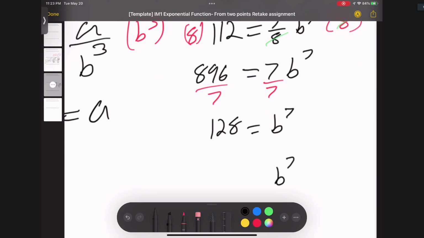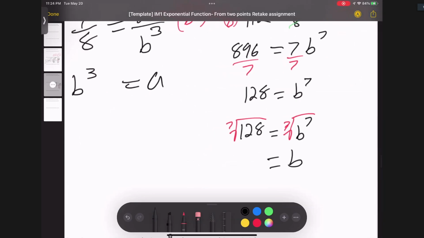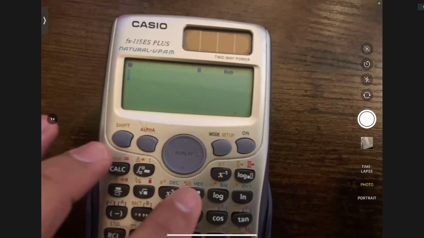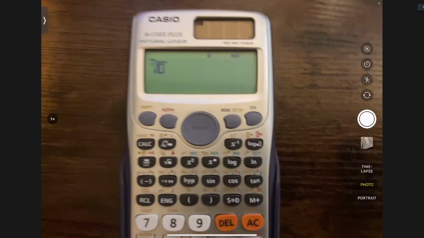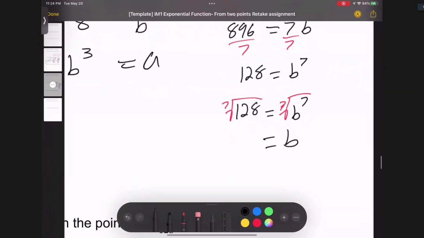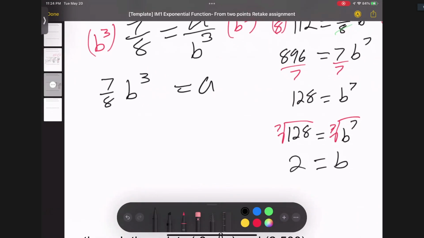How do I get that b by itself? Well, I need to do the 7th root. Again, you have to match up whatever the exponent is with your number. So that's going to be the 7th root of 128. Let's see. This is going to be 2. Again, it's very nice to actually have that calculator.